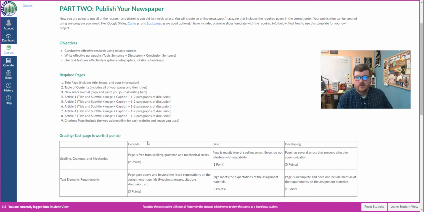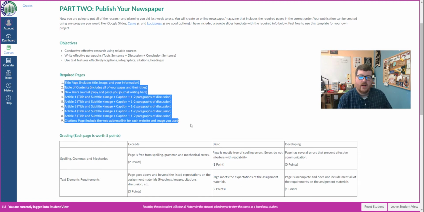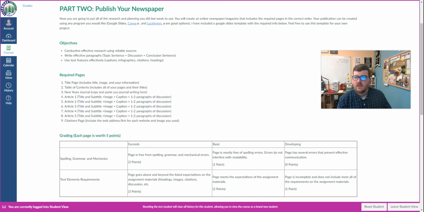Once you've got all your information and you're ready to put it together, this is what I am expecting as far as the final product. So you should have 9 different pages on there. There should be a title page, a table of contents.